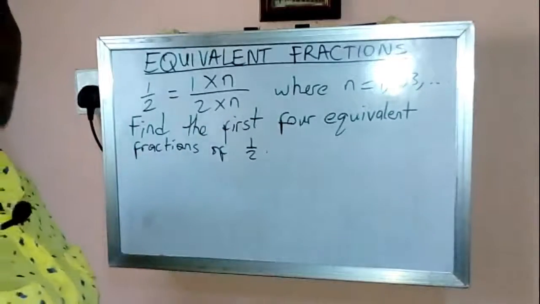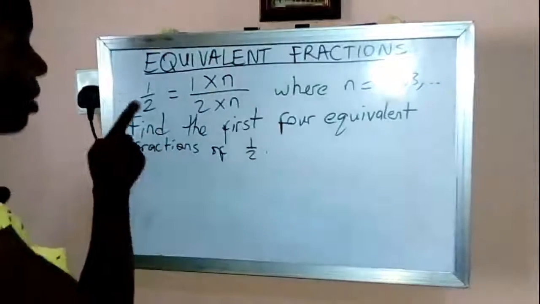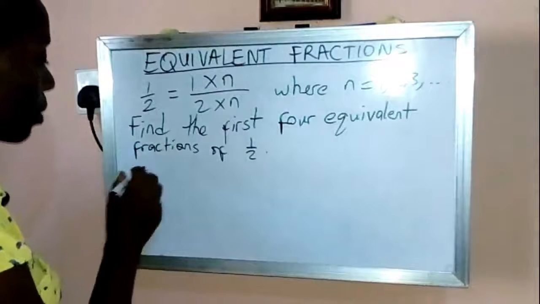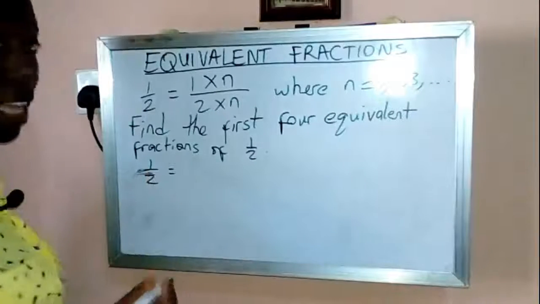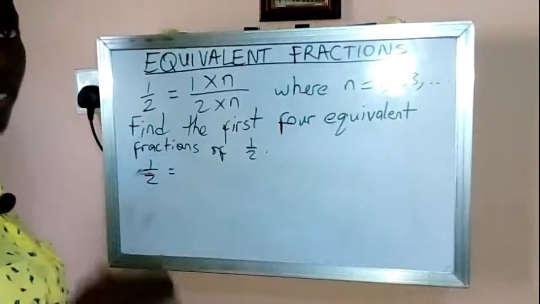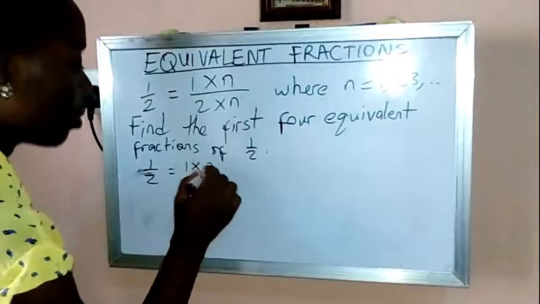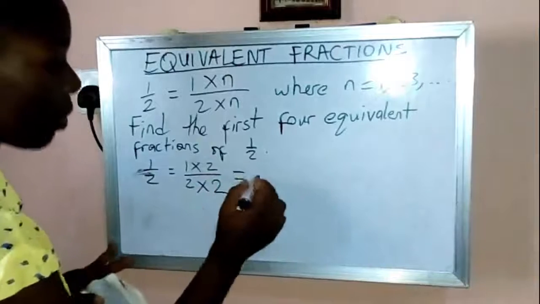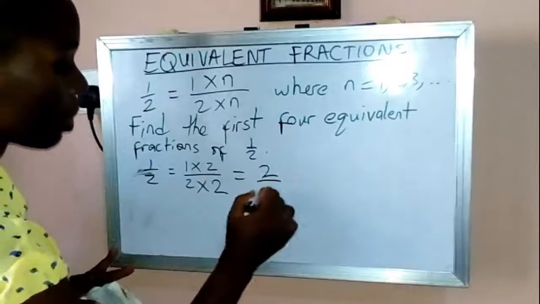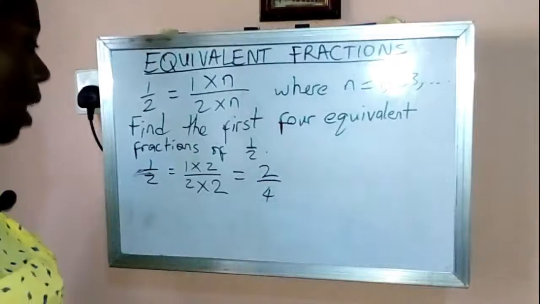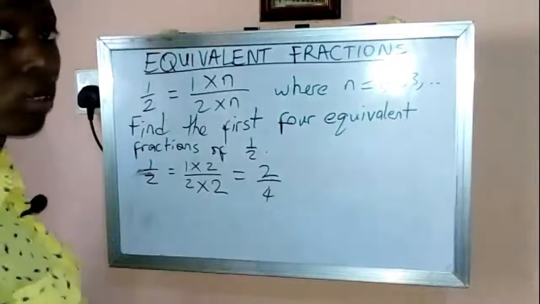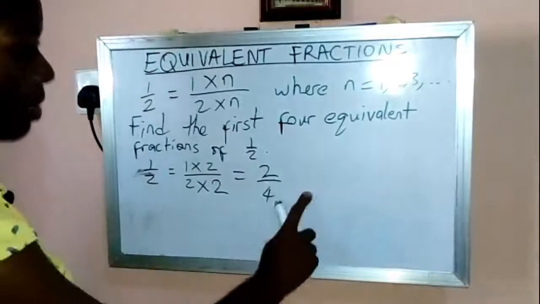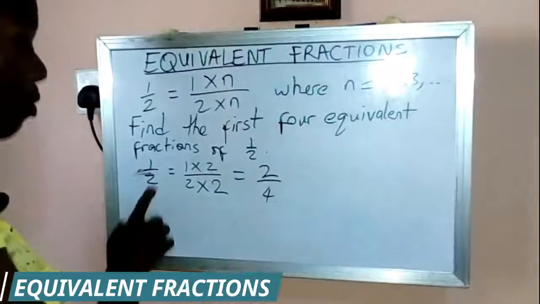Remember I said you get it by multiplying both the numerator and denominator by the same number. So let's see. For 1/2, let's start with the smallest number after 1. 1 times 2 all over 2 times 2. 1 times 2 will give us 2, and 2 times 2 will give us 4. Now, when you reduce this number to their lowest term by dividing by 2, you definitely will get 1/2. So this is the first equivalent fraction of 1/2.